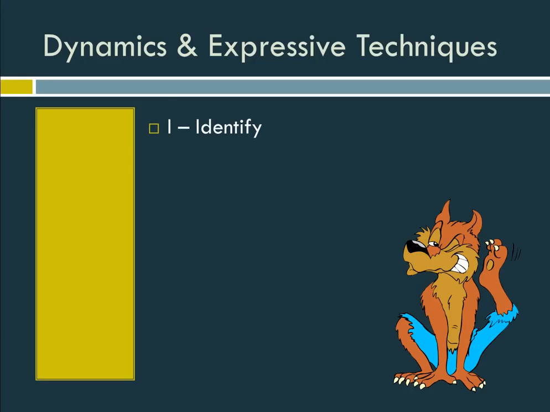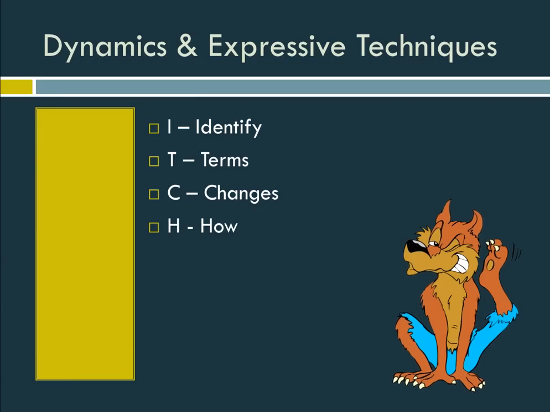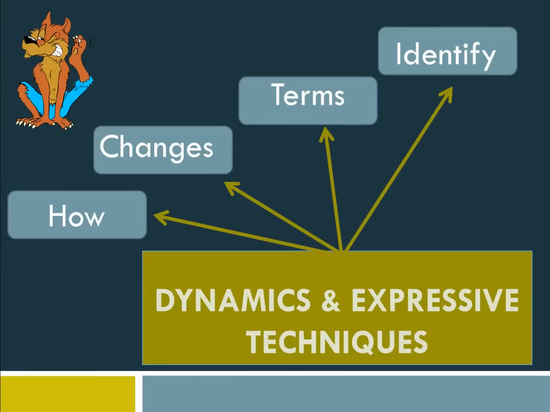You need to do what's called ITCH: I for identify, T for terms, C for changes, H for how. So if you imagine a scratching dog or an itchy dog, or you've got an itchy bite, then you're doing well. And for those of you who like mind maps, here we go. So we've got identify, terms, changes, and how. And there he goes again, the little itchy dog.